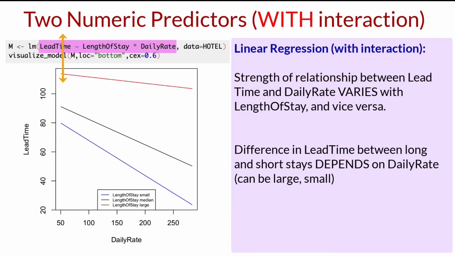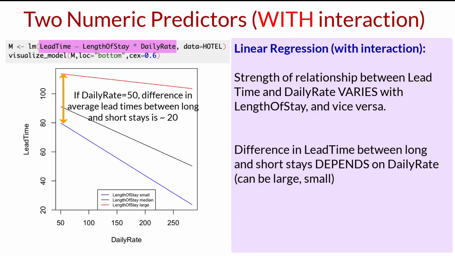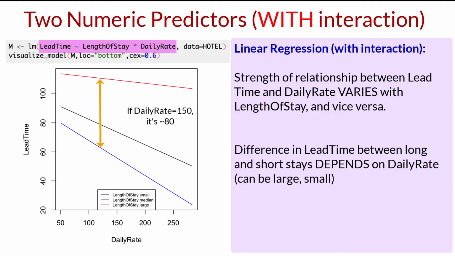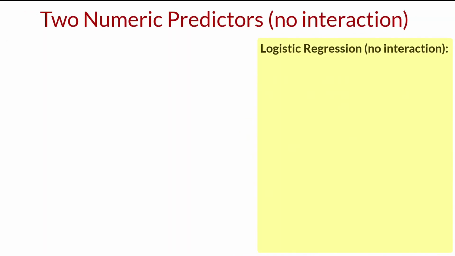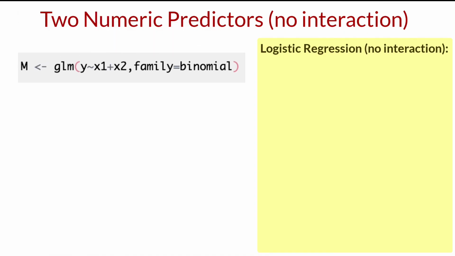Also, if we look at the differences in the average lead times between long and short lengths, the size of the difference depends on the daily rate. For $50 daily rates, the difference in average lead times between long and short stays is about 20, but for the $150 daily rates, that difference is much larger, around 80. So what happens when we have two numericals in a logistic regression?